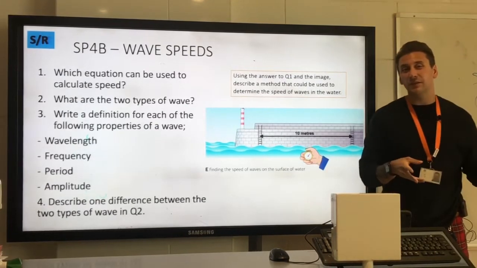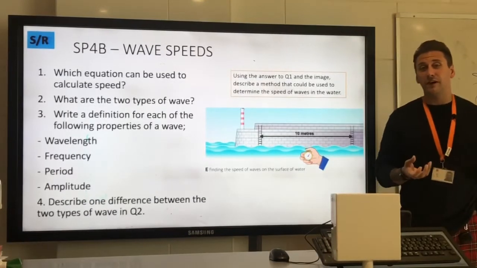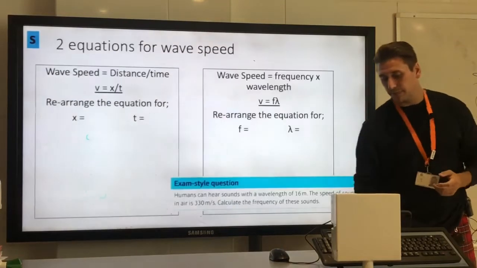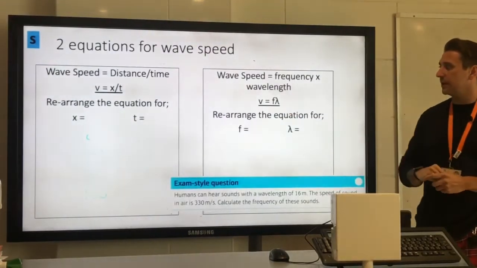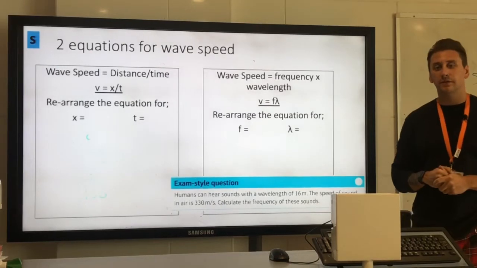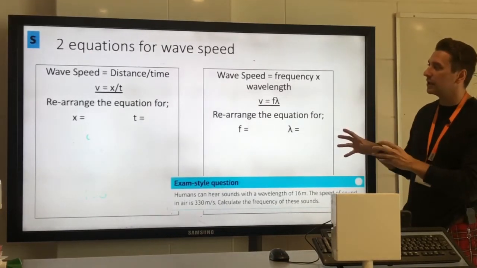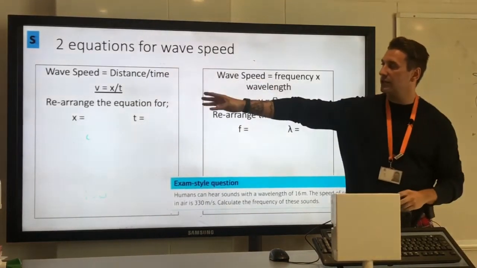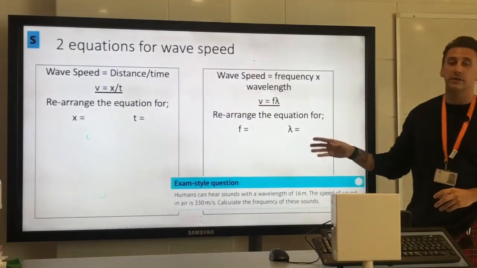We said the frequency, for example, was 0.5 hertz. All I need to do is multiply frequency by the wavelength, and I find the speed of the waves. So that's how we can calculate the speed of waves. We either use the distance divided by time, or we use frequency times wavelength.